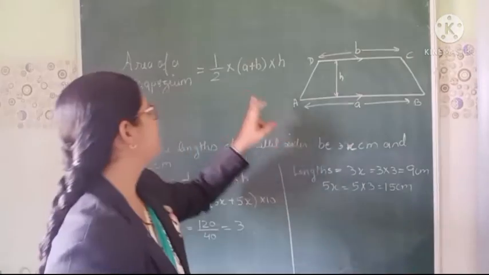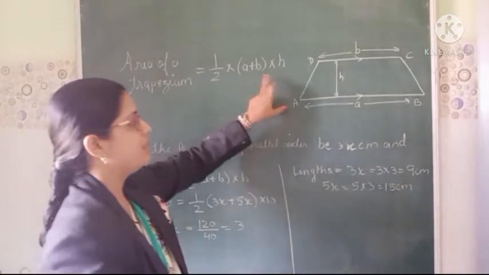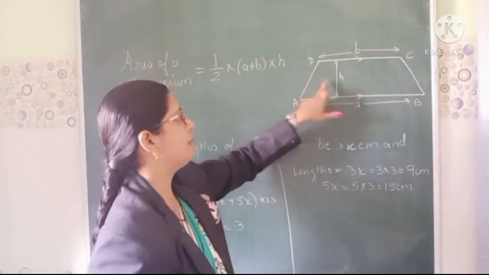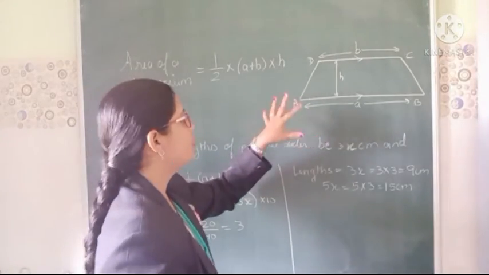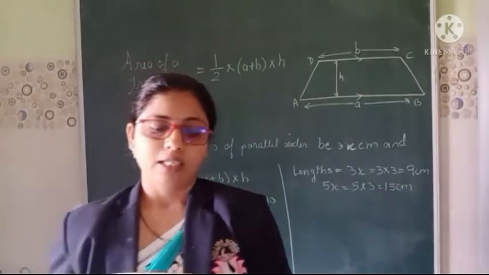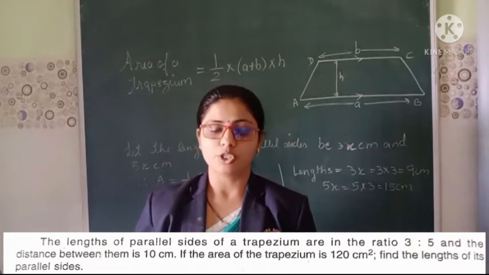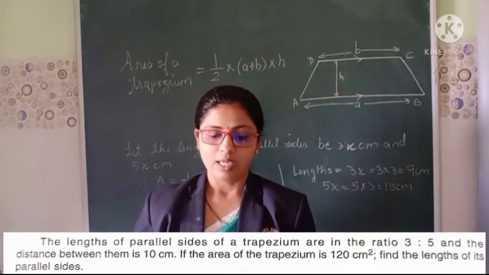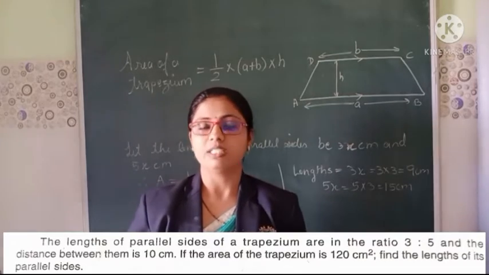Okay, so for that we have the formula: area of trapezium equals half into A plus B, that means sum of the parallel sides, that is A plus B, multiplied by height, the distance between two parallel lines. Okay, so to make it clear again, we have one example of this: the lengths of the parallel sides of a trapezium are in the ratio 3:5 and the distance between them is 10 centimeter. If the area of the trapezium is 120 centimeter square, find the lengths of its parallel sides.